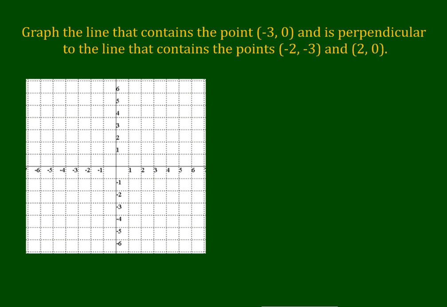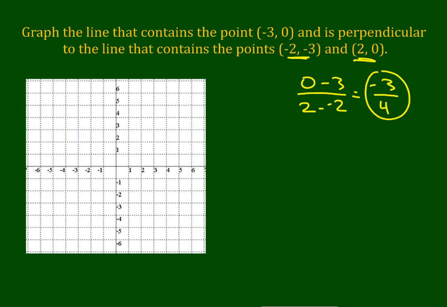So graph the line that contains the point (-3, 0) and is perpendicular to the line that contains (-2, 3) and (2, 0). So let's figure out the slope of this one first. All right, so I've got 0 minus 3 over 2 minus a negative 2. So that's going to be negative 3 over 4. That's the slope. So now (-3, 0) is right here.